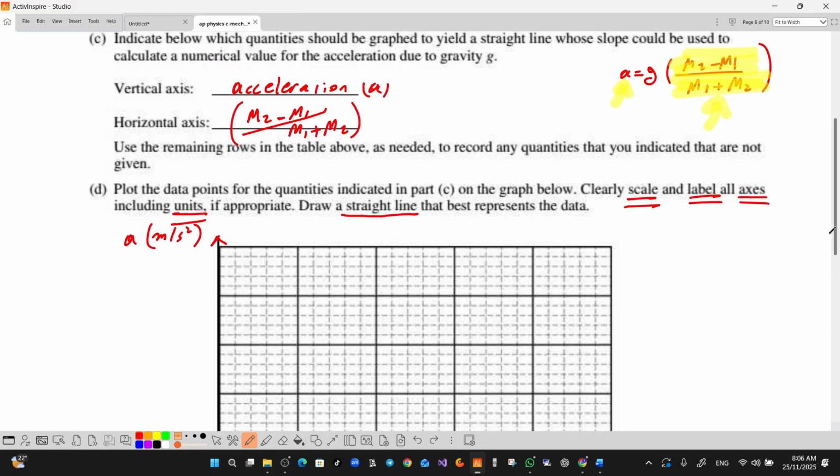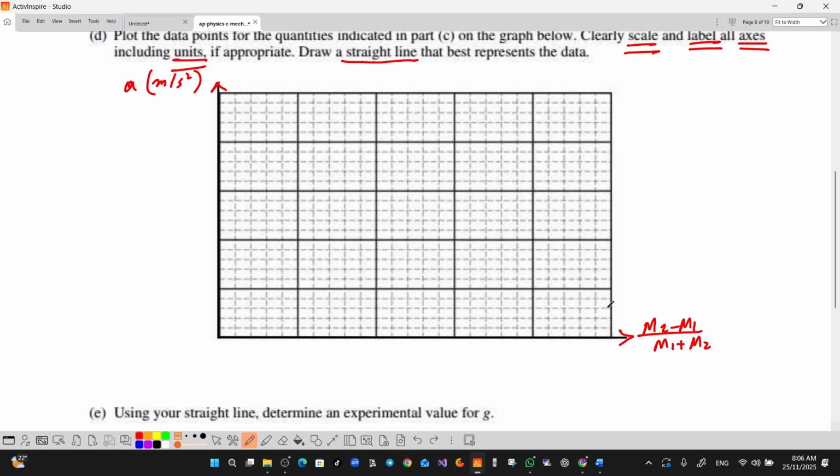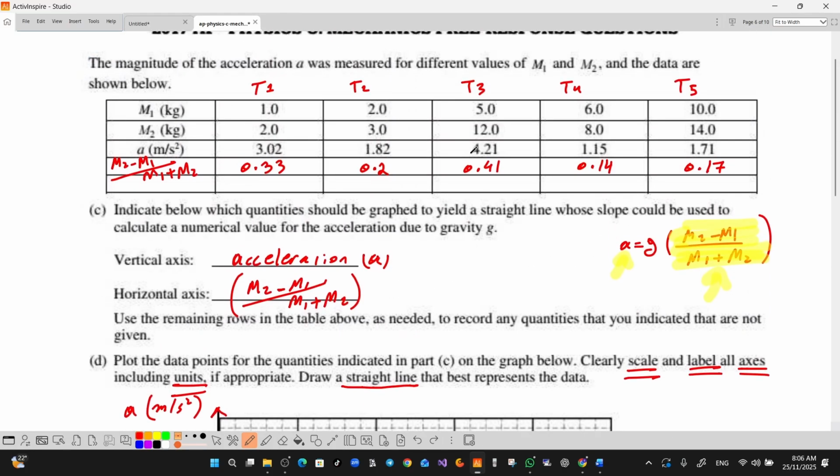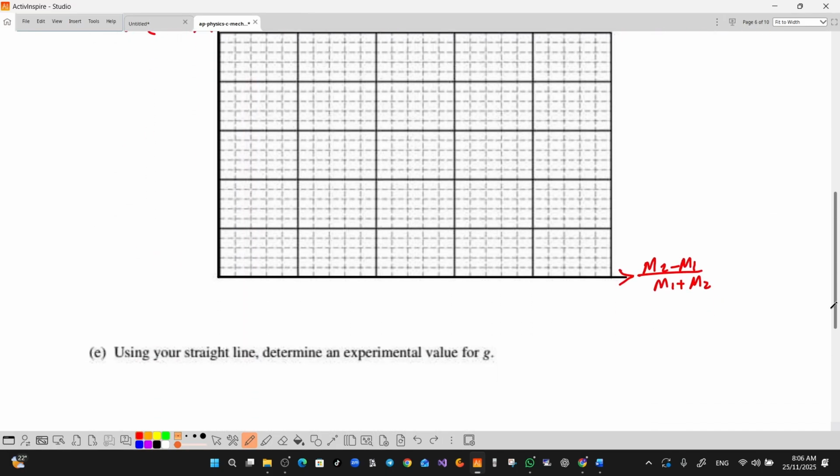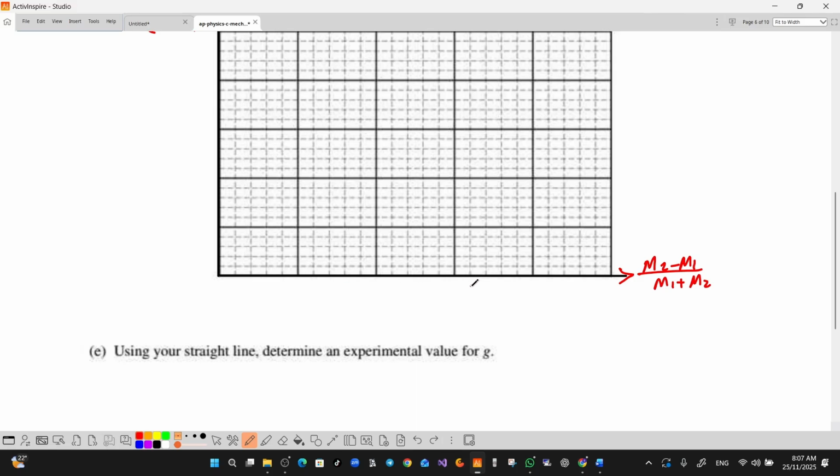Now let's start by scaling our graph. Let's add the scale, which means we need to know what the step for each grid will be. From the range of the numbers, you can come up with the appropriate scale. For example, here our values for the horizontal axis start from 0 and go up to a maximum of 0.4, which means that we can split our horizontal axis into grids with a step of 0.1. So 0 here, 0.1, 0.2, 0.3, 0.4, and 0.5.